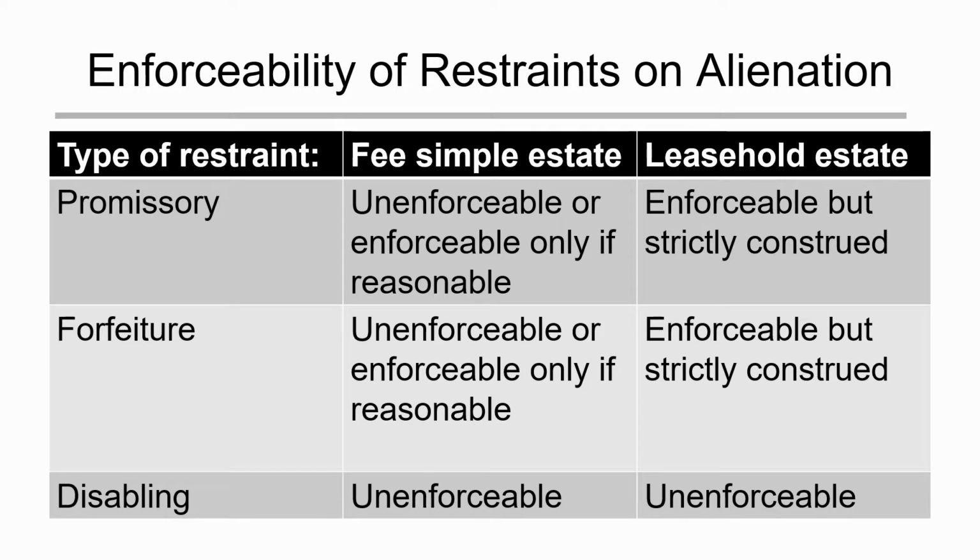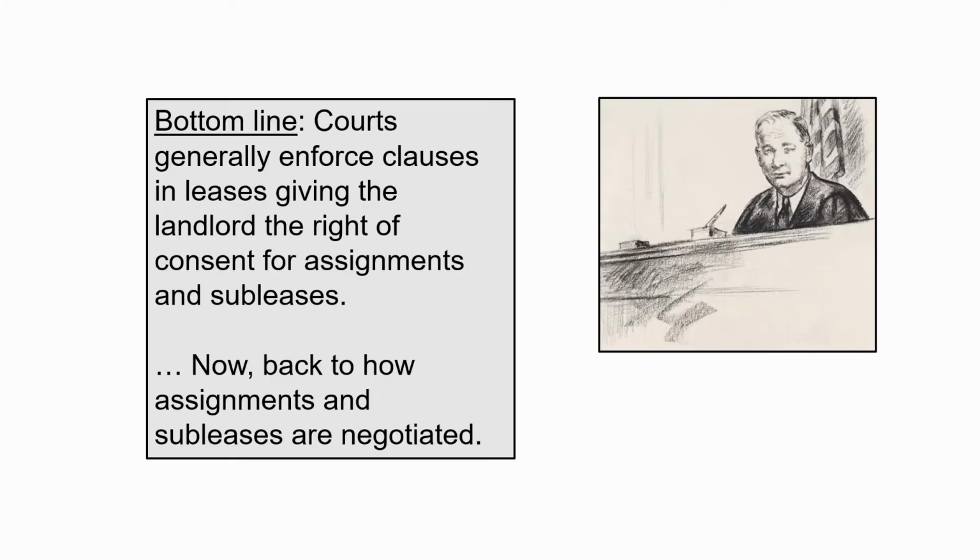I made a little chart showing the enforceability of restraints on alienation of the three types, promissory, forfeiture, and disabling, and how they apply to both fee simple estates and the leasehold estates. If you like, you can make a screen capture of the chart. I won't bother talking you through it because it simply restates the principles that we've already covered. But the bottom line here is pretty simple. The courts generally do enforce clauses in leases that give the landlord the right to consent to assignments and subleases. Now we're ready to go back and talk about how assignments and subleases are negotiated.